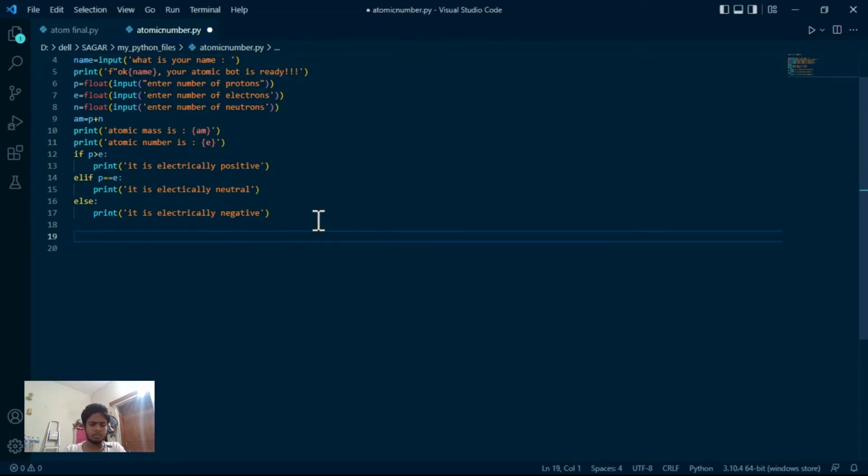Now, if number of protons is equal to 1, and electron is equal to 1, and neutron is equal to 0, print the molecule made by you must be hydrogen.